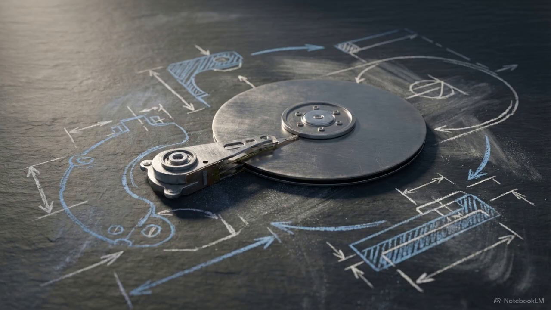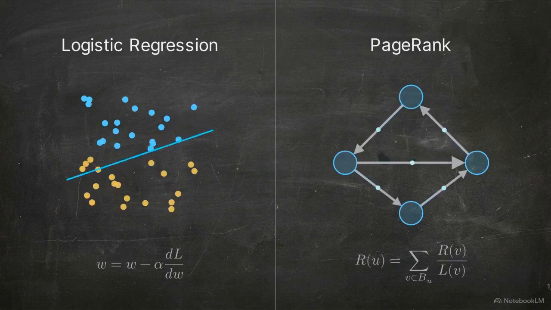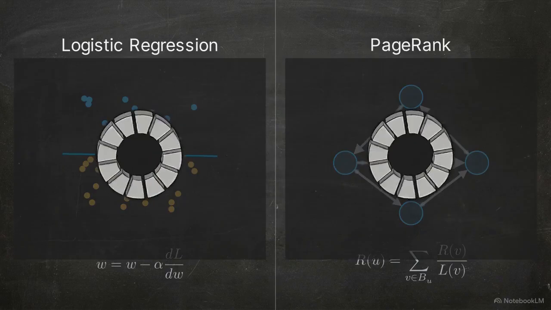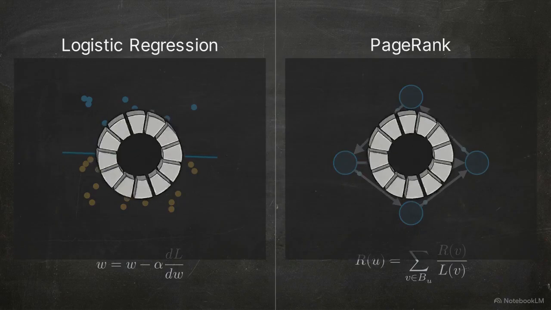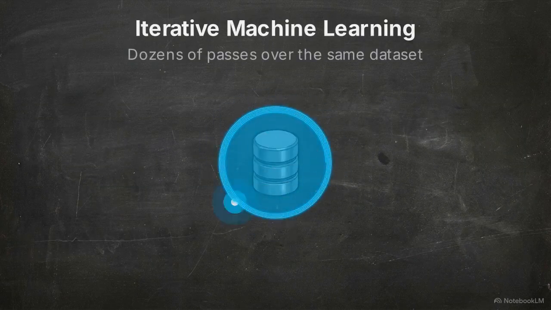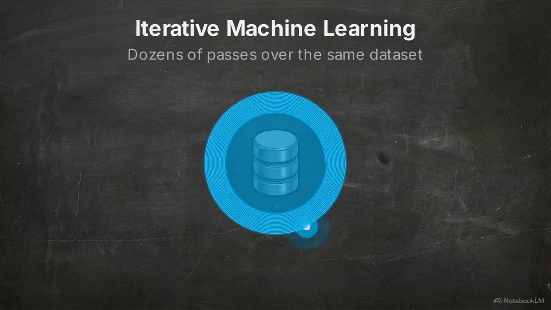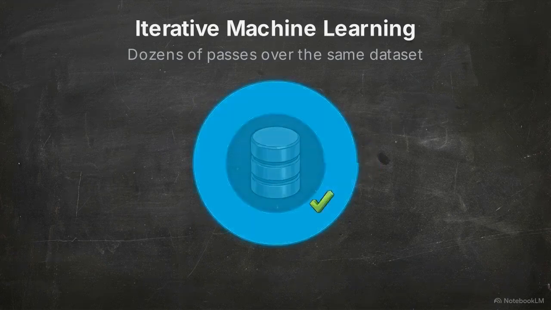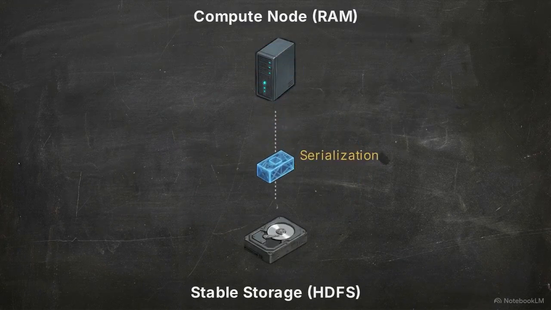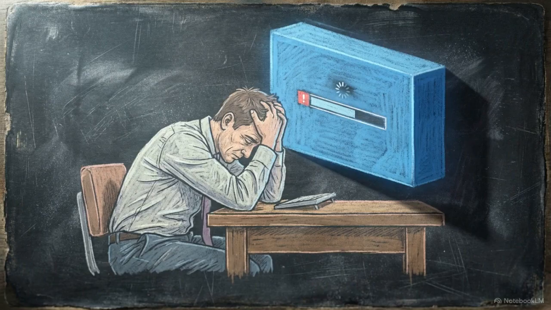Between every computation job, the system must write all intermediate data to an external, stable storage system like a physical hard drive. This architecture is inefficient for iterative machine learning algorithms like logistic regression or PageRank. These models require dozens of sequential passes over the same dataset to reach an accurate result. Forcing the system to physically write and then read that data from a disk on every single loop turns a computation task into a massive waiting game for disk I/O.